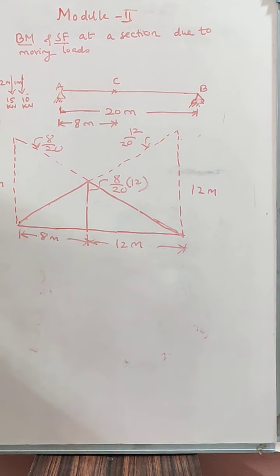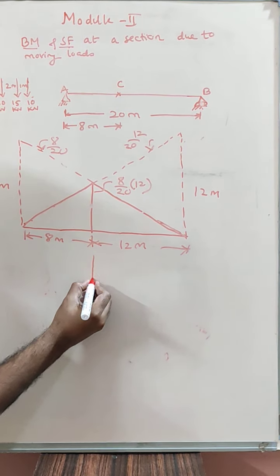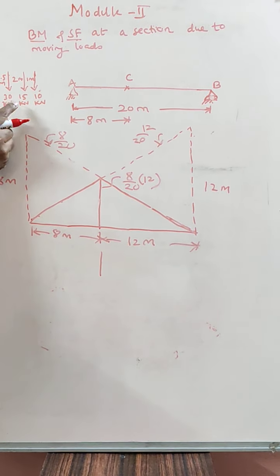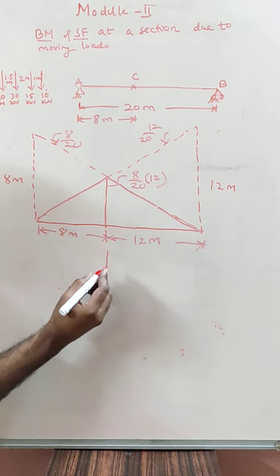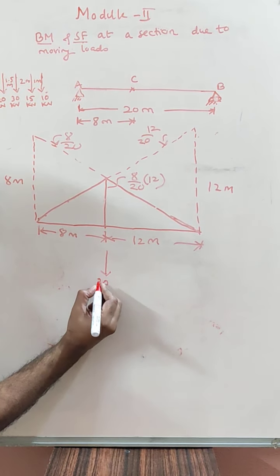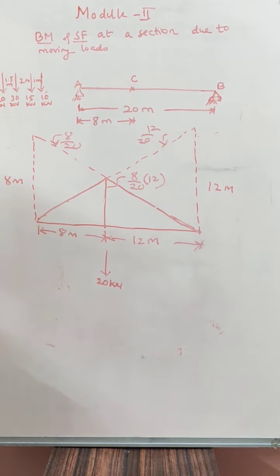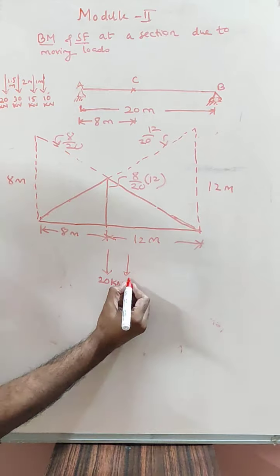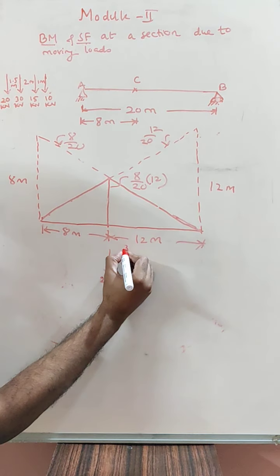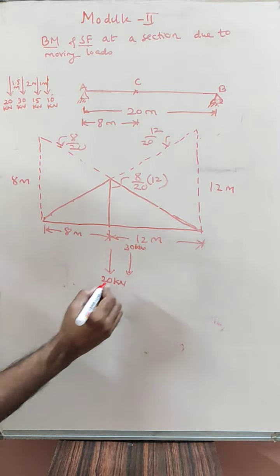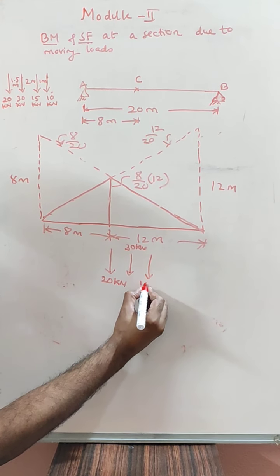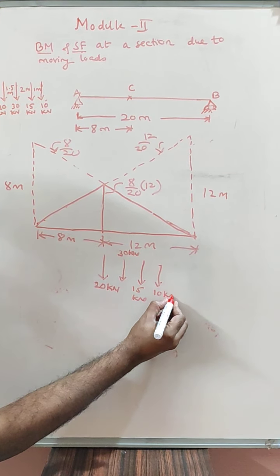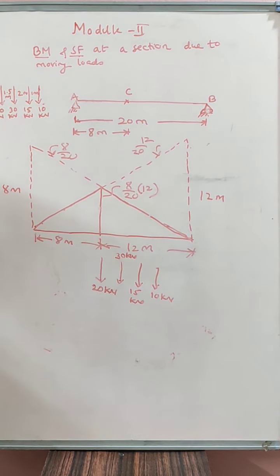Now what we will do is we will keep the load such that the maximum ordinate, the next highest load after 30 is 20. So I will keep 20 kilonewton here at section C. Then if I keep 20 here, 30 will come this side because 30 is ahead of that. I hope you can understand. There is no confusion. This is 30 kilonewton. Then this is 15 kilonewton. Then this is 10 kilonewton. And the ordinates corresponding to these loads, let us find out.